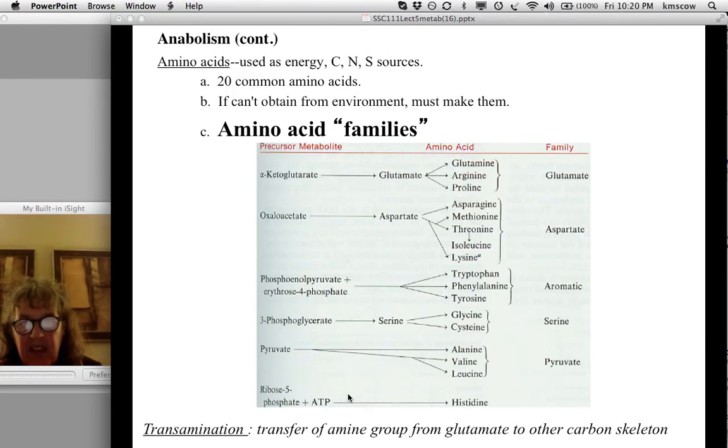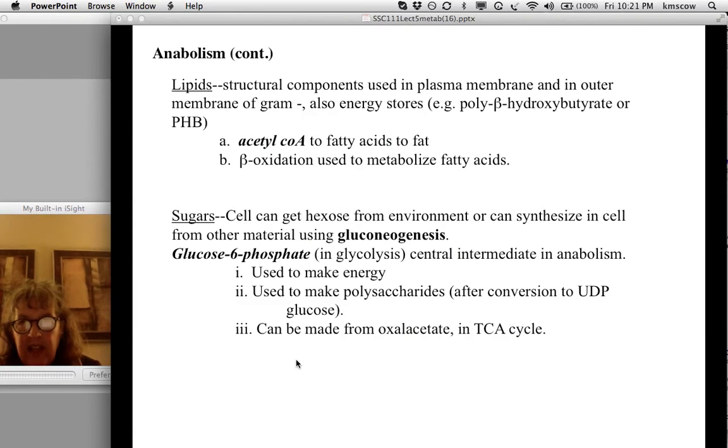Okay, and this is in gory detail the amino acid families that we just touched upon in the TCA cycle and glycolysis. Remember, we showed all these different building blocks for amino acids. Here are these families of amino acids that are made from these different building blocks that are shown over on the left-hand side. And a little bit about lipids and sugars there, including the importance of using ATP to turn glucose into a high energy form that can be used to make polysaccharides.